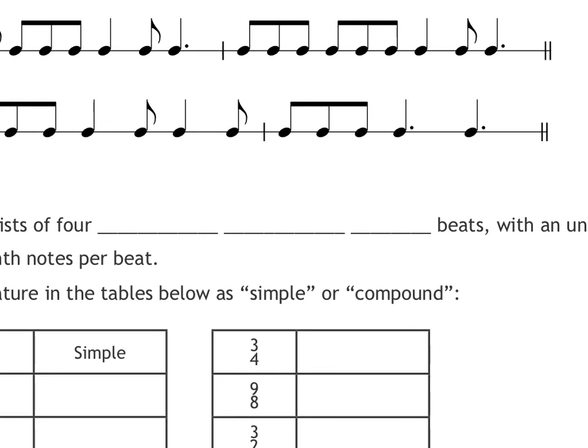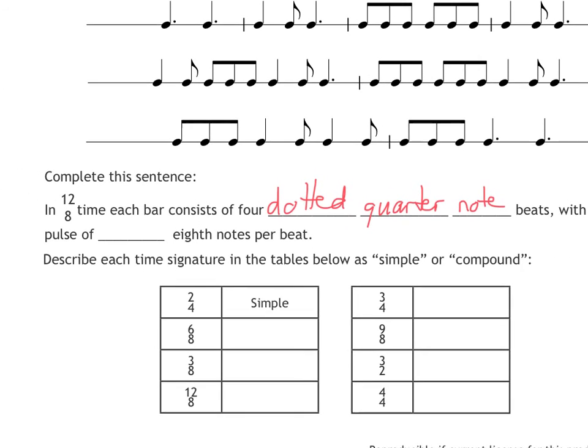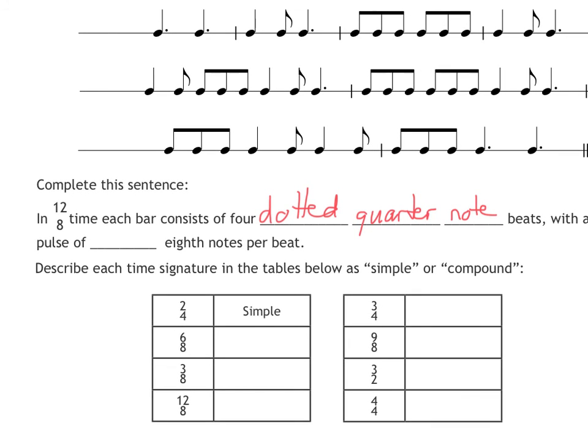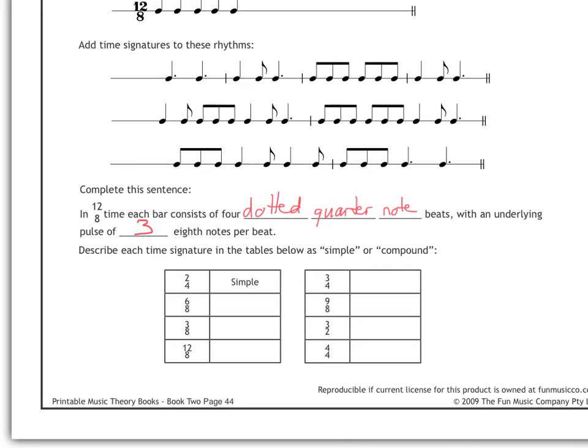And that's why they give you 3 blank spaces here. They want you to write 4 dotted quarter note beats in a bar with an underlying pulse of how many eighth notes per beat? How many eighth notes are in each dotted quarter note? Well, you have 3 because we're feeling triplets. So you have 3 eighth notes per beat, 4 beats in the bar. That gives you 12 eighth notes in the bar, hence the time signature 12/8.